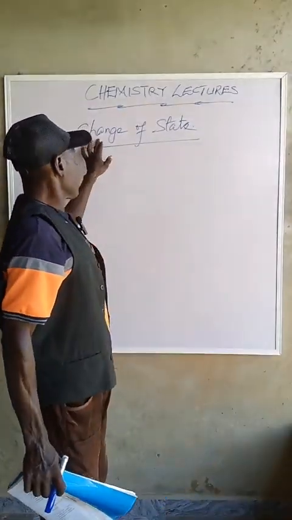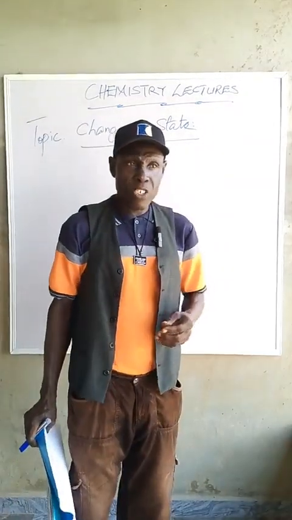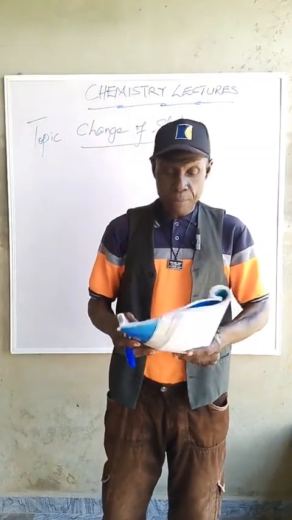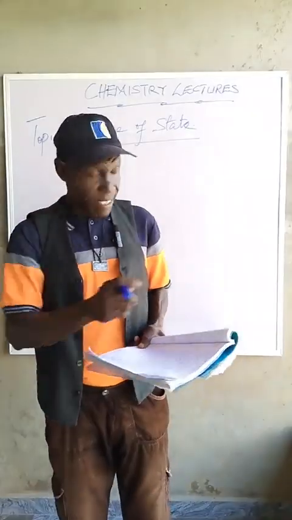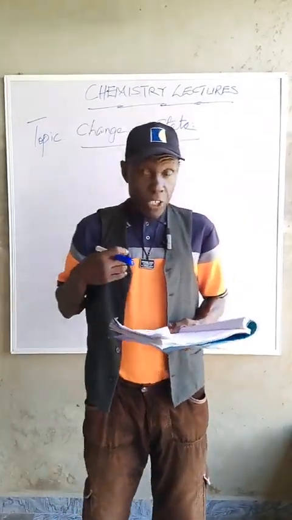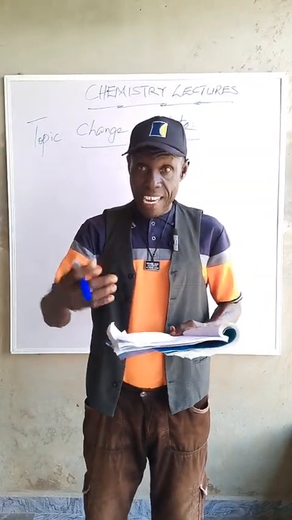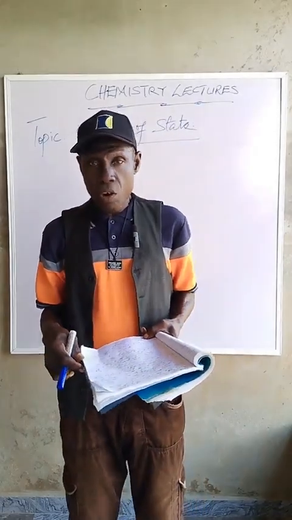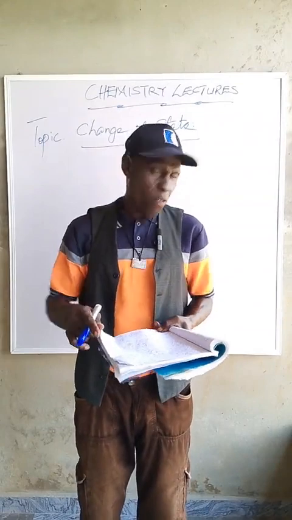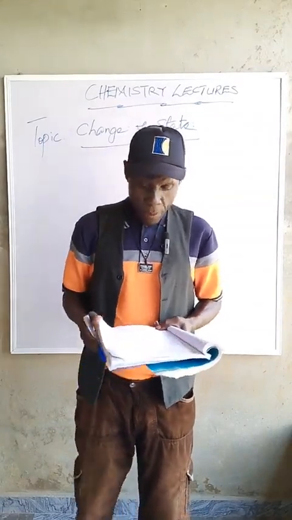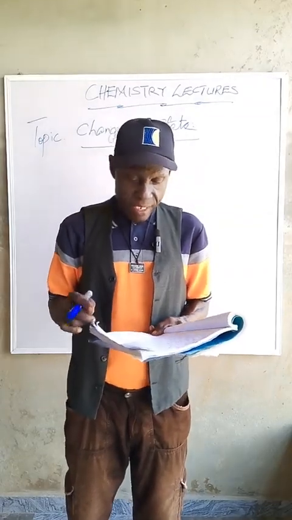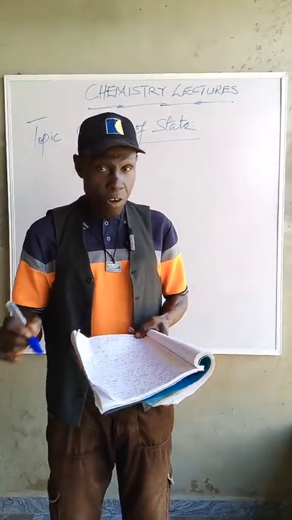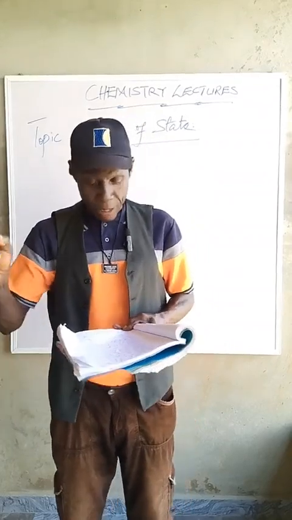So we have change of state. It is important we know certain terminologies before we proceed. Change of state. So the word state in this context, the way I want to make it understood as a layman, is the present physical form or the present physical nature of a substance. So change of state means transforming from one physical form or one physical nature to another.